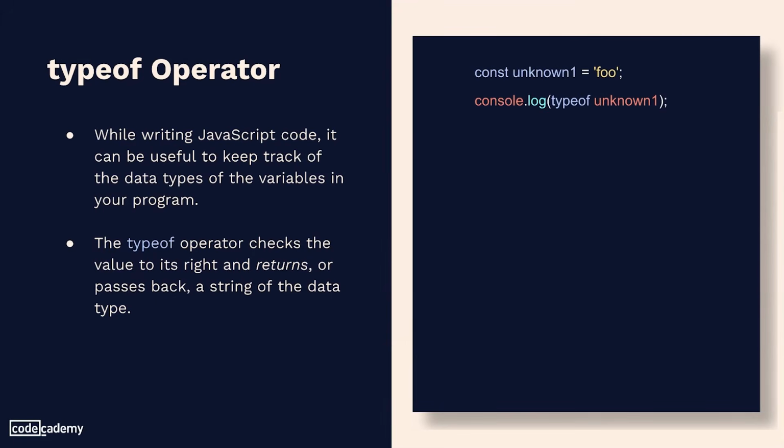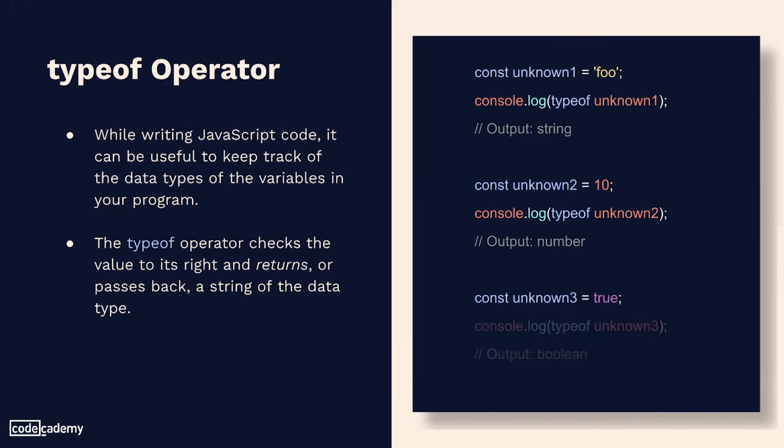If we console.log the typeof unknown1, we would get an output of string. We can see similar results when we do so with different data types, like the variable unknown2, which stores a number, and unknown3, which stores a Boolean. Let's now switch over to the exercise checkpoints and practice using the typeof operator.